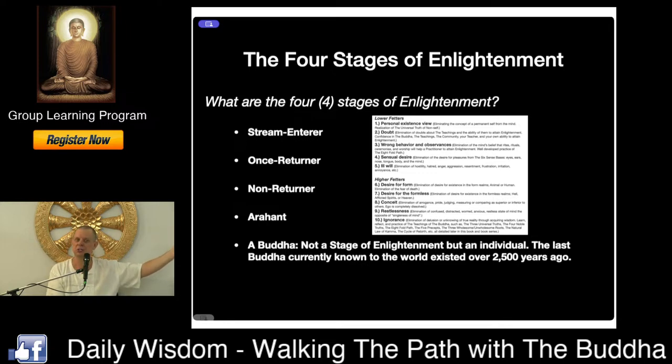The once returner is the second stage. The non-returner is the third stage. And the fourth stage is called arahant. The Buddha referred to the first stage of enlightenment as a stream enterer for a reason. Because once you become a stream enterer, once you get to the first stage of enlightenment, you are going to get to enlightenment. It's only a matter of time. Just like a log, when it enters the stream, it's going to eventually get to the ocean. The same thing is true, that once you enter the stream, you're going to eventually get to enlightenment. It's only a matter of time.